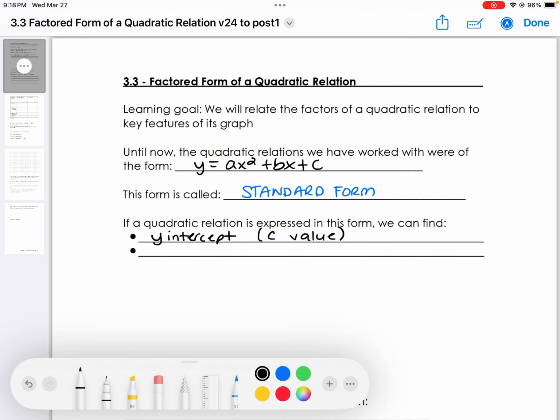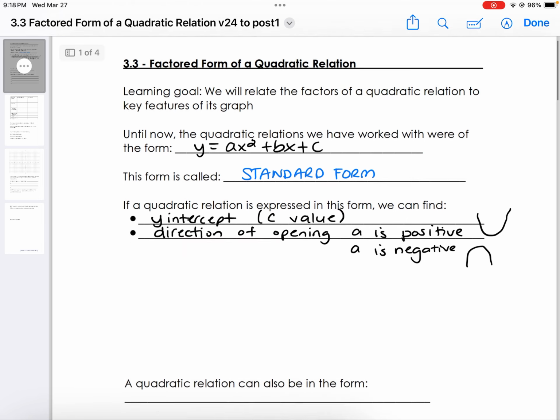And of course, the direction of opening. So if a is positive, we say the parabola opens up, and if a is negative, we say the parabola opens down. Okay, so those are all very, very useful things. But what if we want to do a little bit more? How do we handle that?